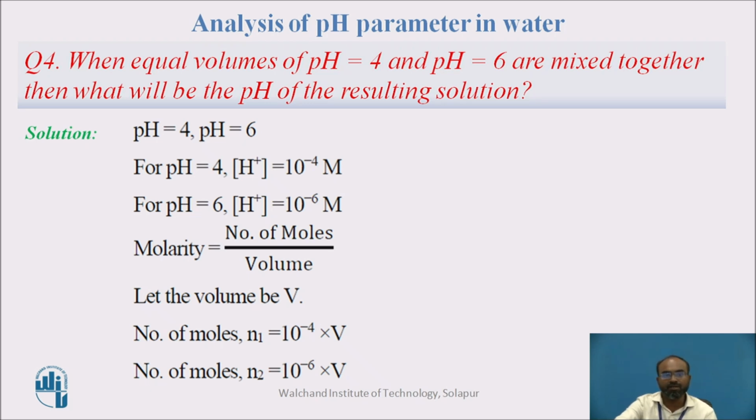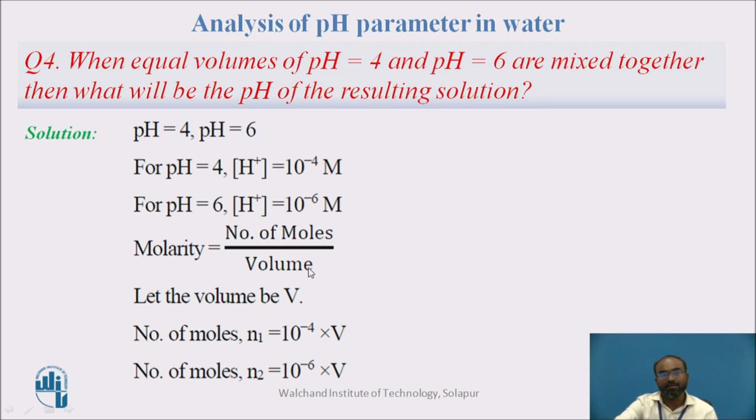As the concentration of H plus ions comes from moles divided by the volume of sample, and here the volume is the same for both, let us focus on moles. How many moles of the solution having pH 4 are mixed with how many moles of the solution having pH 6? So calculate the moles first, and for that we will use the formula of molarity. Molarity is number of moles divided by volume.